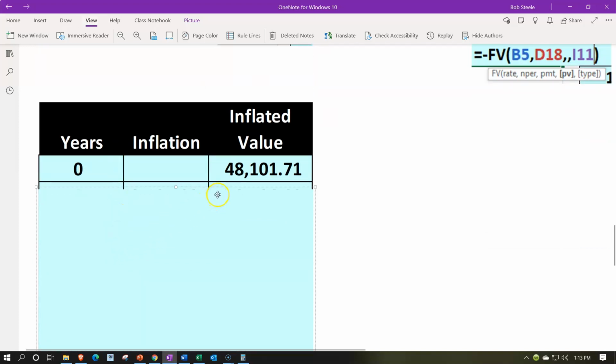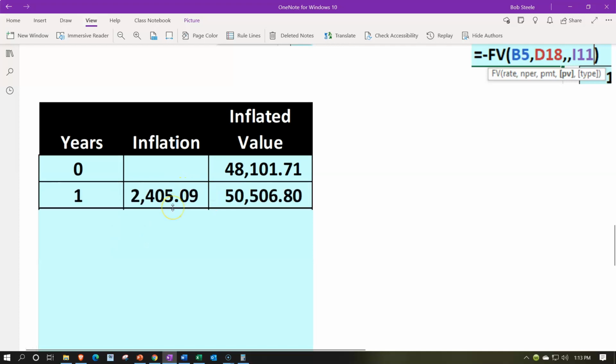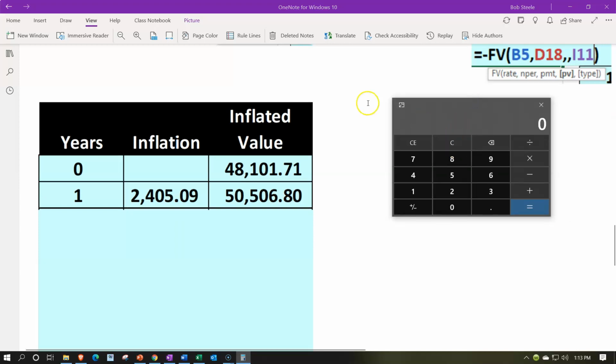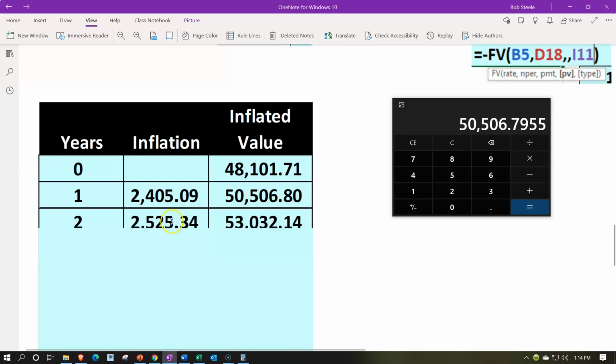Period 0, if we started at the 48,101.71, and then we said after 1 year, where would we need to be? We'd take this 48,101.71 times 0.05, and that would give us the 2,405.09, plus the 48,101.71. That would give us the 50,506.80. So in other words, if I started out at the 48,101.71, after 1 year I would need 50,506.80 in order to have the equivalent purchasing power to buy the same basket of goods as the 48,101.71 in period 0.